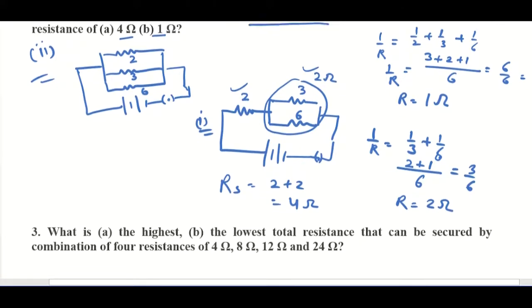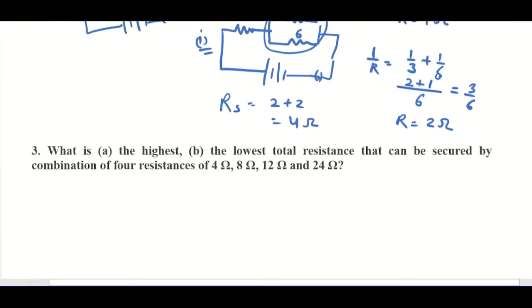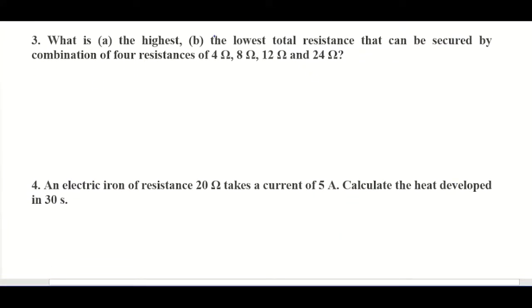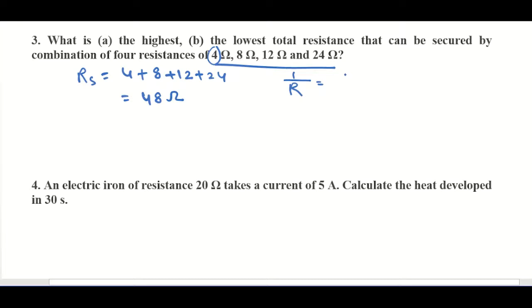Next question: what is the highest and what is the lowest resistance that can be secured by the combination of 4 resistances? Here 4 resistances are given and we have to tell the highest and lowest combination. When will the total resistance be highest, and when lowest? If the resistances are given as whole numbers, then in series it is always highest. If the resistances are given as fractions, it will be the opposite. So in series the resistance is maximum and in parallel it is minimum.